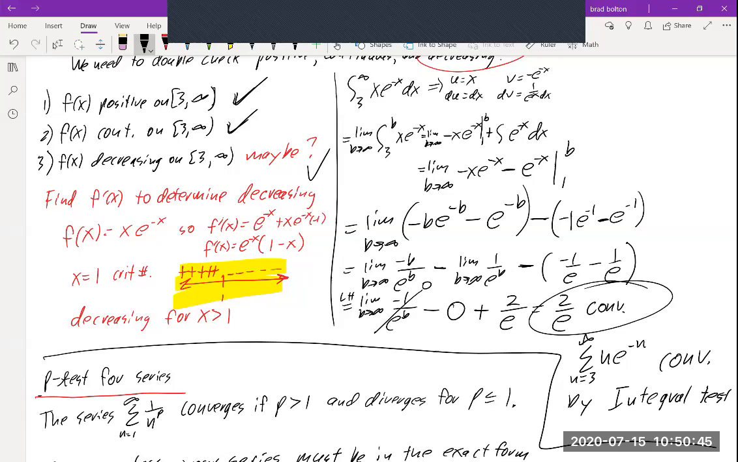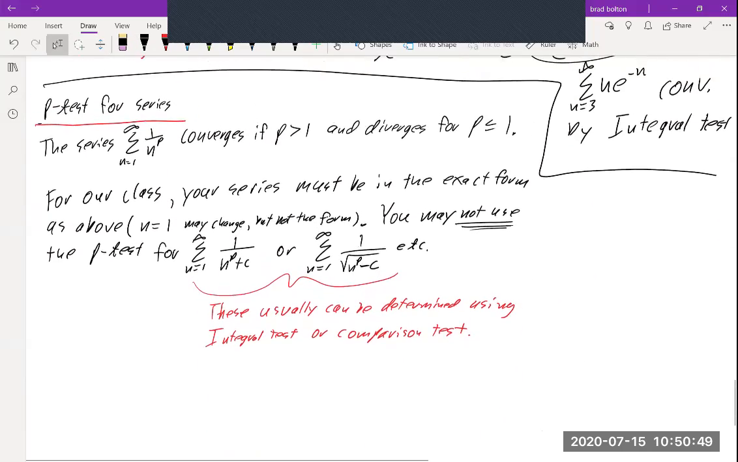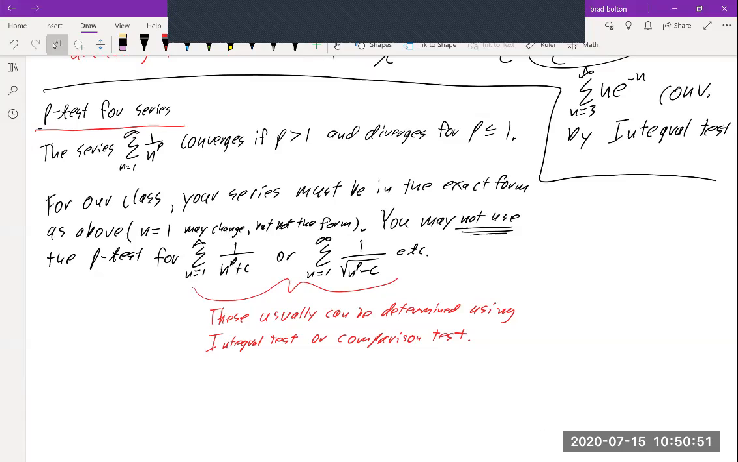So really quick, I just have a few more minutes. One thing I want to talk to you guys about is the P-test for series, okay? So this is like your favorite problem ever. The P-test for series says the series 1 over n to the p converges if p is greater than 1 and diverges for p less than or equal to 1. For our class, your series must be in this exact form as above. I mean, you can mess with the n equals 1. It could be n equals 3 or 4, but it has to be 1 over n to the p.